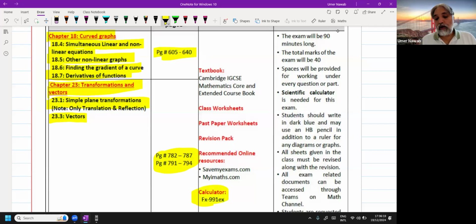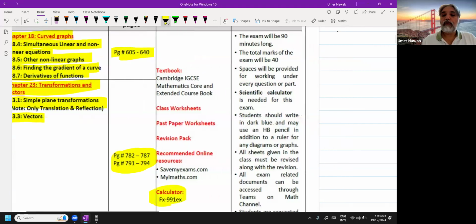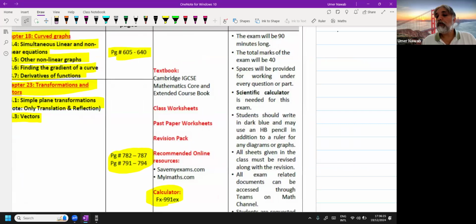Calculator, guys, I always recommend the FX 991 EX, very helpful for you for the final exam. And maybe I will use it in some situations to show you how the calculator can be helpful. So total marks will be 90 for your exam, and the total time is 90, and total marks are 40, and we will scale them out of 30 in the report card.